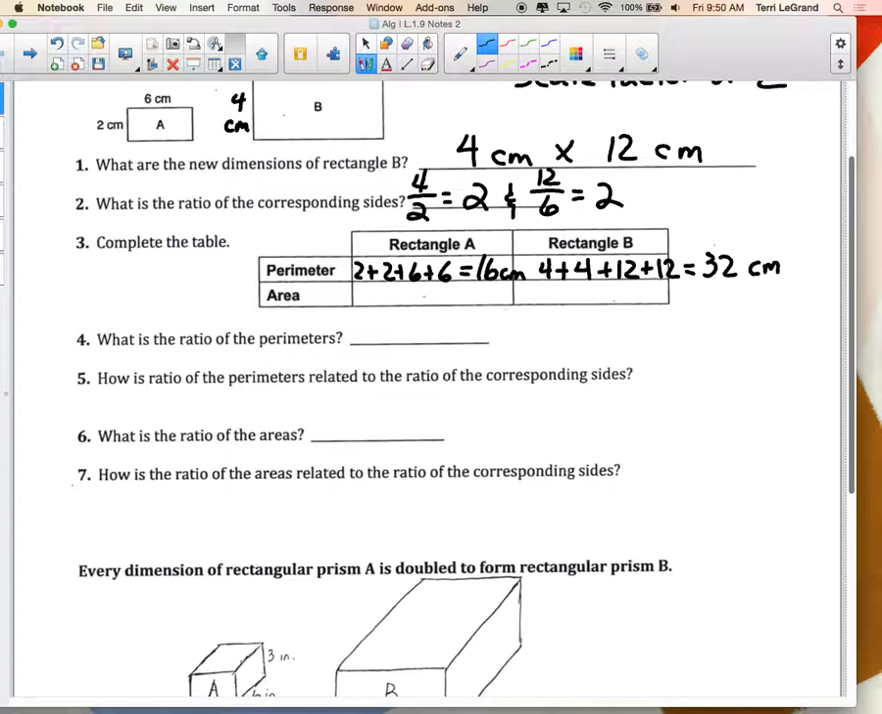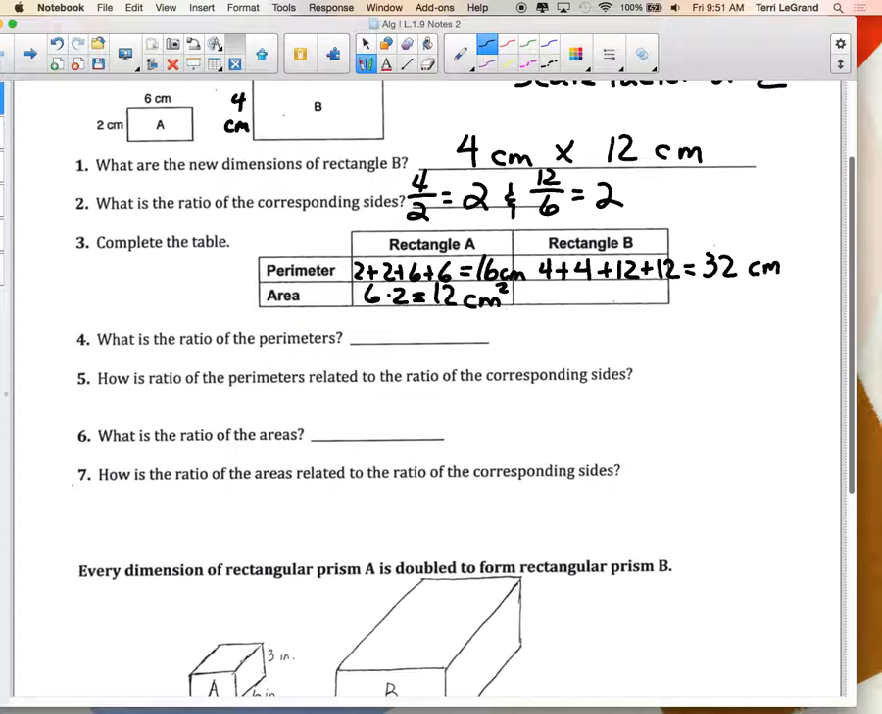Okay, well, let's do the area now. How do we find the area of a rectangle? Andrew? Length times width. So for rectangle A, we're going to take 6 times 2, and we're going to get 12. And what label for that one? Centimeters squared. Centimeters times centimeters is centimeters squared. We have 2 factors of centimeters.